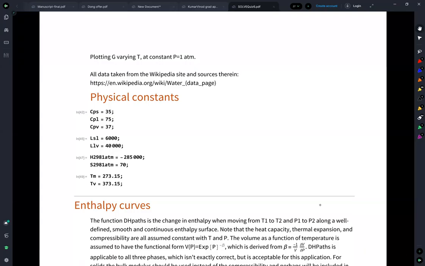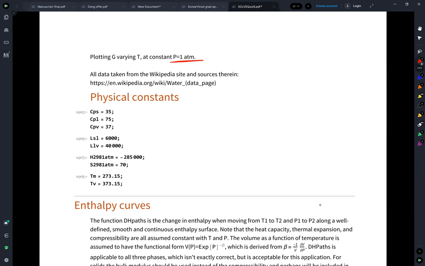Okay, so this is the solution to the homework problem. I wanted to show it to you and to discuss it a little bit. The problem was to take the physical constants for water, solid, liquid, and vapor at a constant pressure and compute the free energy curves, and look at the enthalpy, entropy, and free energies.